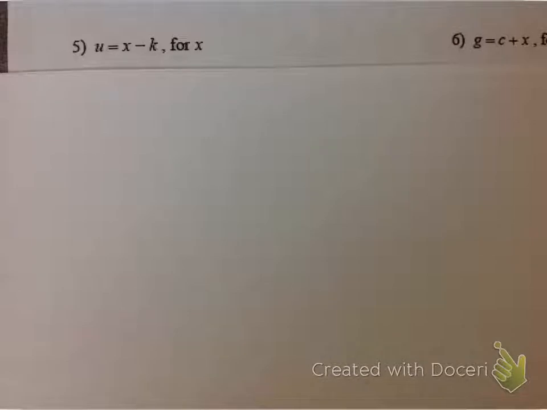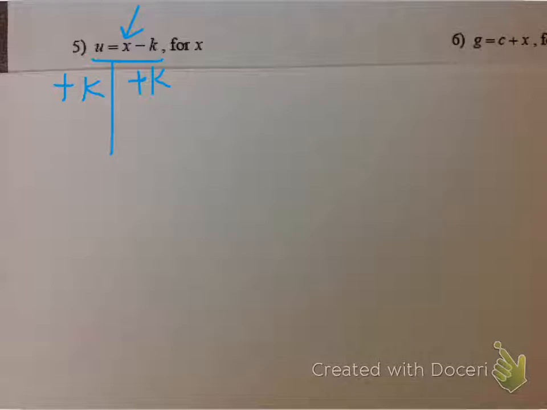Okay, let's look at number 5. So again, we're going to start with our t-chart like always. We see that we're solving for x, which is right here. So now all we need to really get rid of is this negative k. So opposite of negative or subtract is positive or plus. So we're going to add k to this side, and if we do it to this side, we also have to do it to the other side.